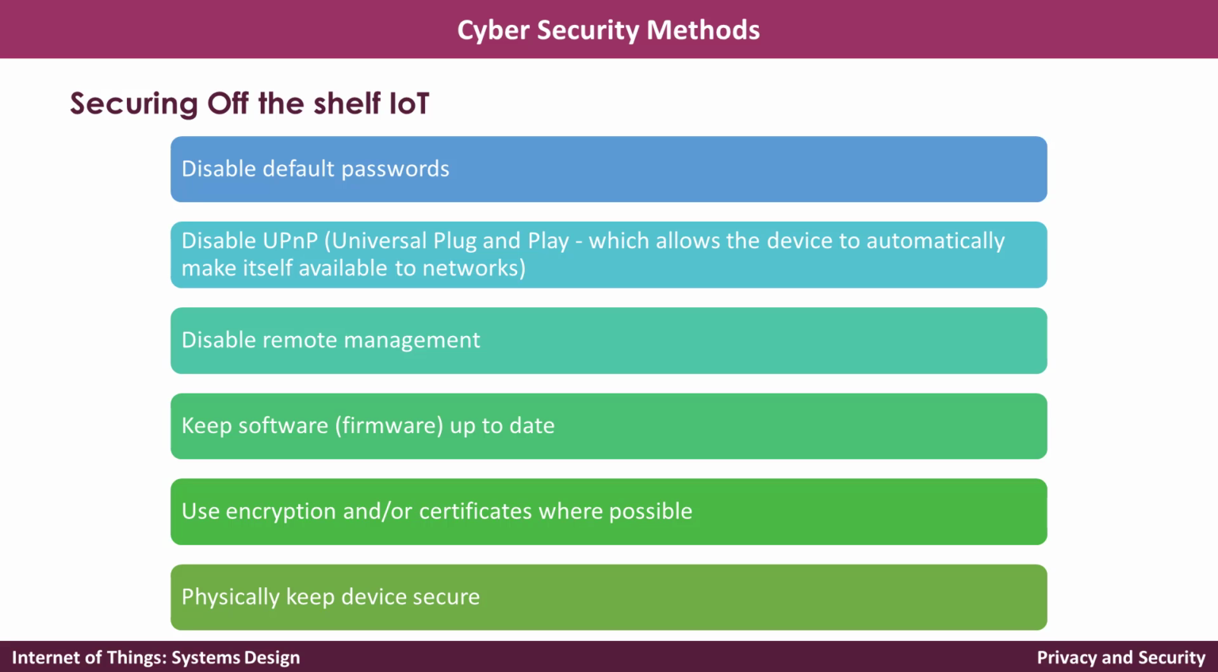Due to the immaturity of IoT devices, a lot of IoT products come with security weaknesses embedded in them. So these are the things that you can do to secure off-the-shelf IoT devices. For example, as soon as you buy the devices, you need to think about doing these things if they are not done by default.